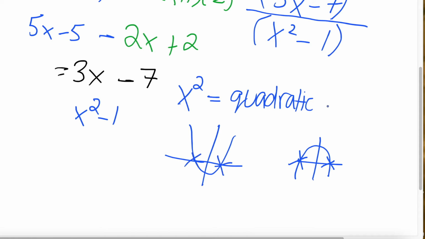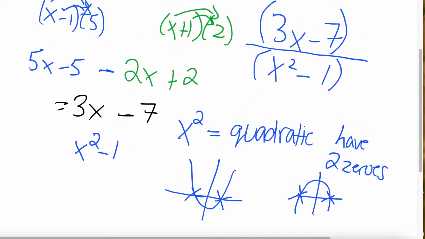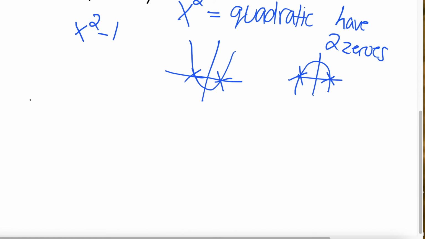So quadratics have 2 zeros, right? So we know that there are two values for x that result in the denominator being 0. So how can we find those two values for x? Well, we have a special tool that we can use, the quadratic formula.